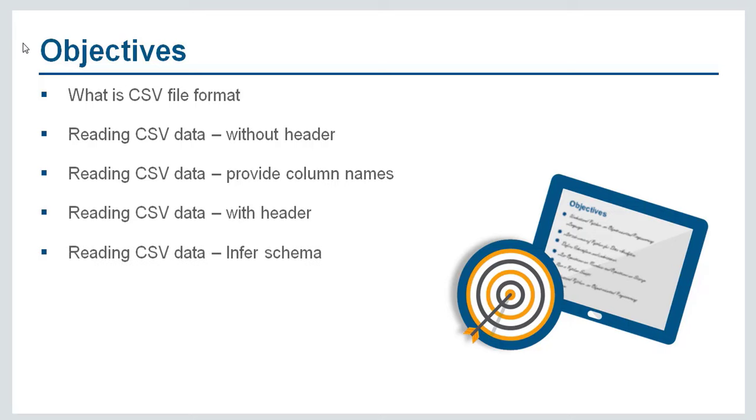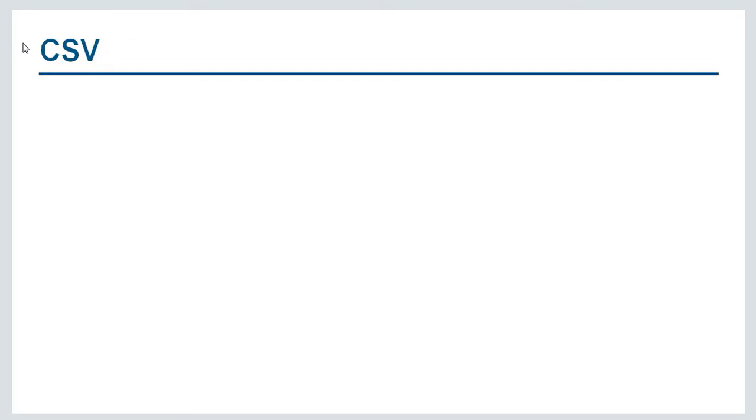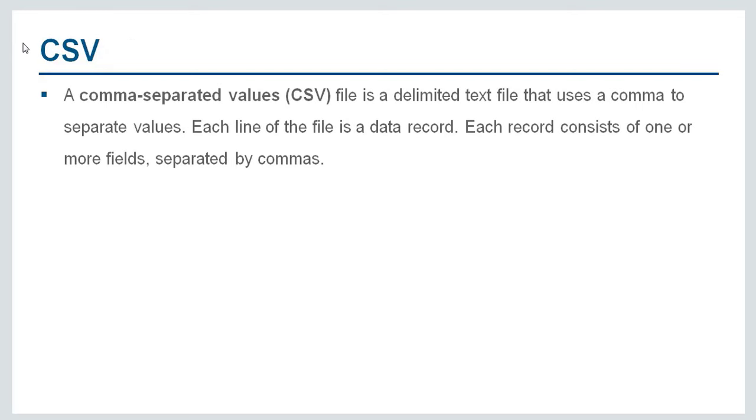After that, we will apply infer schema to the data. We will be inferring the schema from the data itself. Then we will provide an explicit schema to the data. Finally, we will be writing the CSV data to HDFS, and we will also learn how to apply data compression. So, what is CSV? A comma-separated values file is a delimited text file that uses a comma to separate the values. Each line of the file is a data record. Each record consists of one or more fields separated by commas.